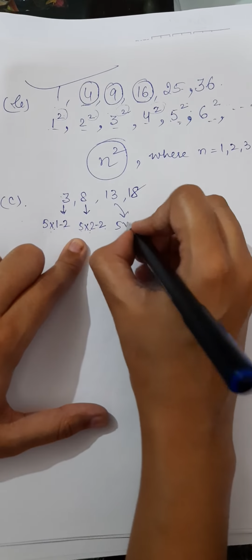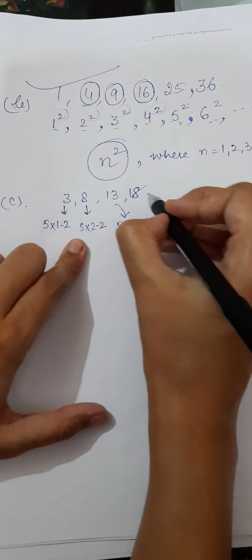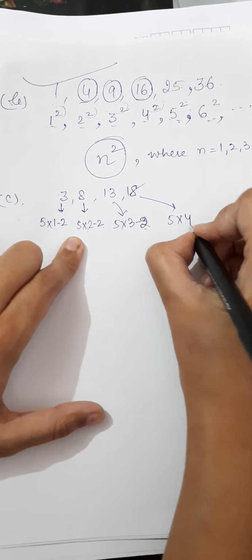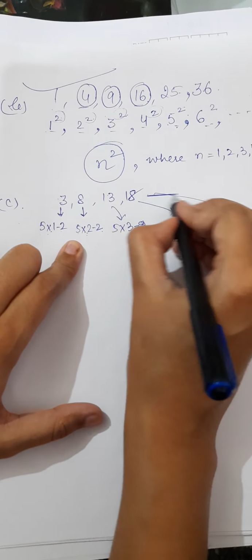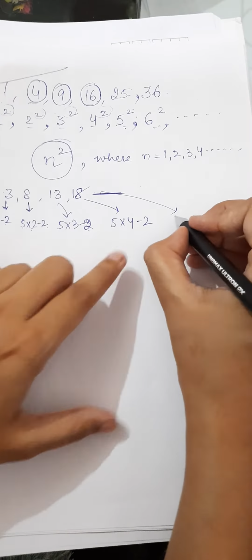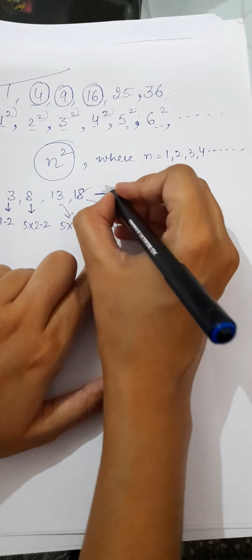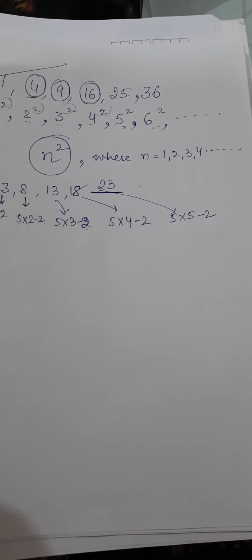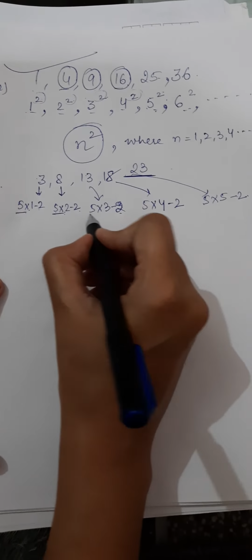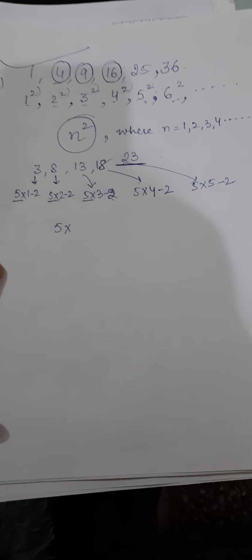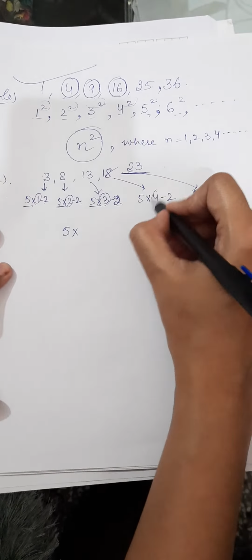Next, 5 threes are 15. Minus 2 will give you 13. 5 fours are 20. Minus 2 will give you 18. Similarly, if I am going to ask you what will be the next term, you are going to identify 5 into 5 minus 2. What is 25 minus 2? 23 will come here. So what you got to know about this pattern? Everywhere 5 into, so I am going to write 5 into variable 1, 2, 3, 4, 5.